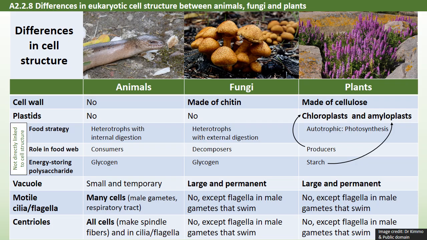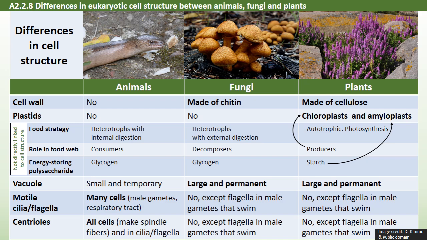Energy storing polysaccharide. Animals store energy in the form of glycogen. You have glycogen in your muscles, in your liver. Fungi also produce glycogen, but plants produce starch. Vacuole. Animals have small and temporary vacuoles, but fungi and plants have large and permanent vacuoles.